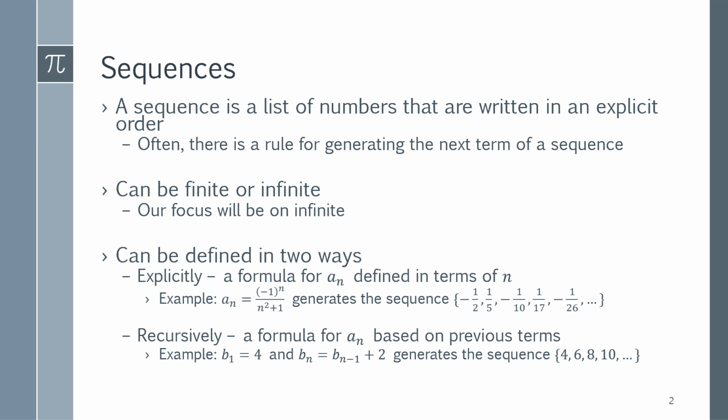sequences. So a sequence is a list of numbers. So we're not adding, we're not subtracting. It is literally just a list of numbers, but they have to be written in an explicit order, meaning there's a rule that generates the next term of the sequence, and the terms need to be in a specific order. So an example of a sequence could be 1, 4, 9, 16, 25.